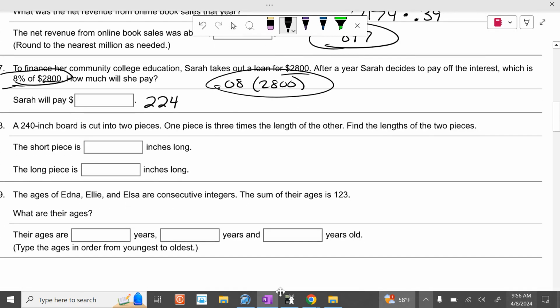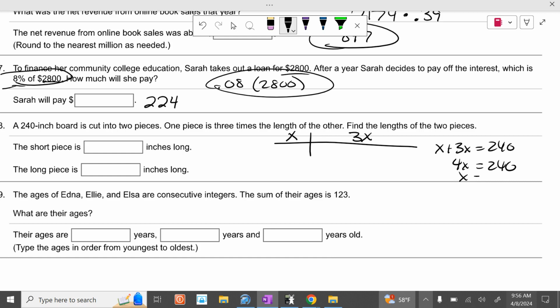Okay. A 240-inch board is cut into two pieces. One piece is x, the other one is 3 times that length, so it would be 3x. So x and 3x. So x plus 3x equals 240. So 4x equals 240. So x equals 60. If this is 60, 3x is 180. 60 and 180. They add up to 240. Makes sense.